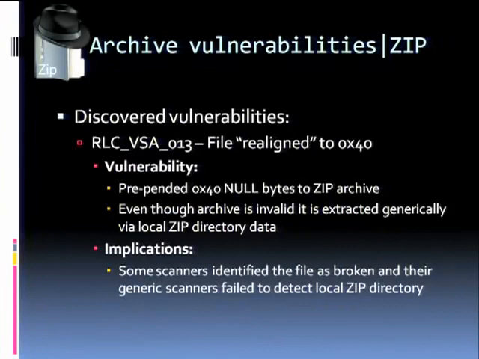Now, the next one is realigning the file to the 40 hex bytes, and "realigned" is quoted because we really didn't realign anything, we just prepended the bytes, and that actually breaks the archive. But since the zip file format has both central and local directories, you can also extract this data generically, and software which does that is WinRAR, and it was the only one who was able to do it. And that, of course, even though this isn't a valid archive, if it's still extractable by at least one tool, antivirus vendors want to support that case as well.